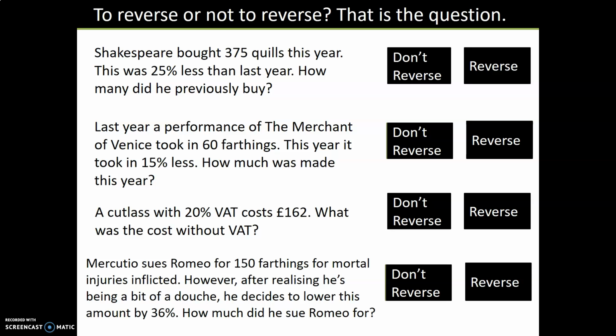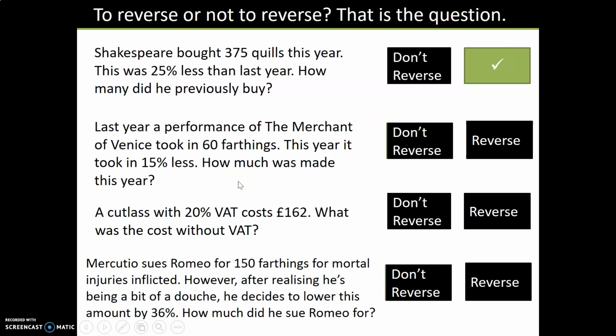Okay, so here is an interesting one though. In these, what I'd like you to think about is, pause the video and have a think about, for each of these ones, do you reverse or do you not reverse the percentage? Are you dividing? Okay, so here, 25% less than last year. So this is this year, and I want to work out the one from before. So I am going to reverse this.